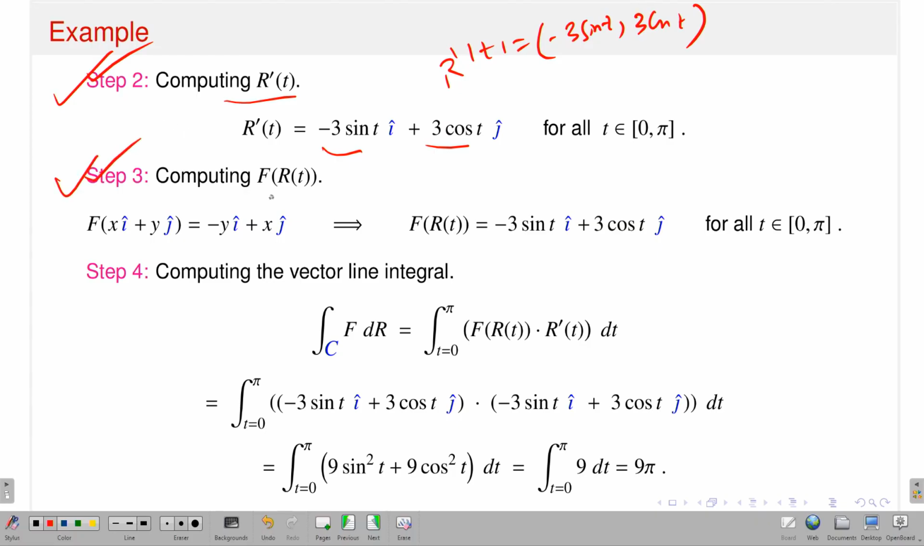What is step 3? Step 3 is nothing but F of capital R t. Now, R t is given, that means this is 3 cosine t comma 3 sine t, and capital F is also given.